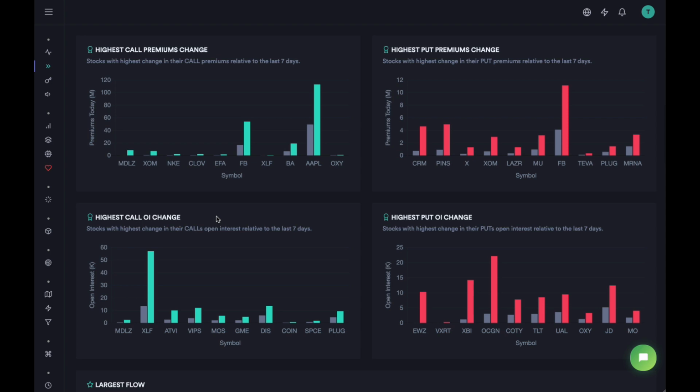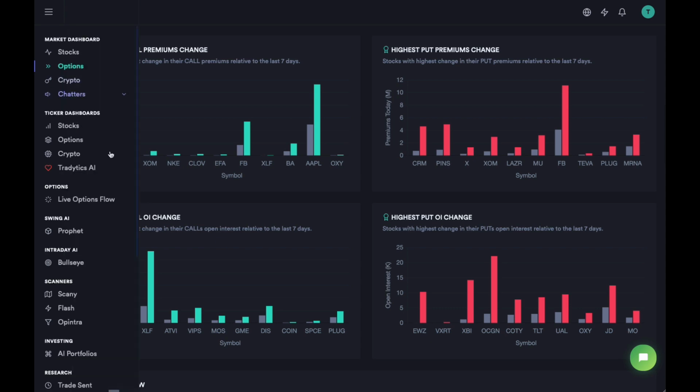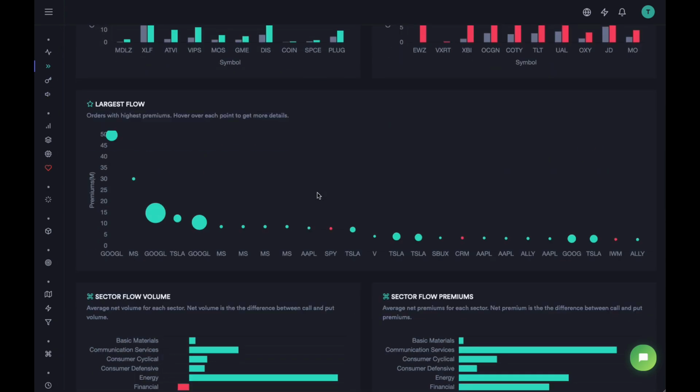Similarly, if there are more puts and the puts open interest is very high, then that might be a bearish signal. So volume and premiums should mostly be used for day trading, but open interest is a really useful tool to find excellent swing trading opportunities. We'll talk about open interest more in some of our later videos when we are covering some of the other tools.